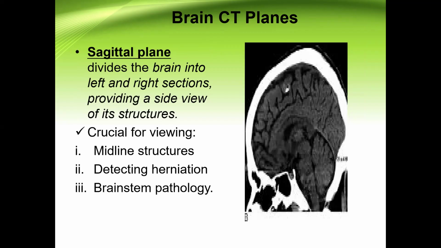And the sagittal plane divides the brain into right and left sections. This is usually used for viewing midline structures like your vas cerebral or your corpus callosum. It is also useful in detecting herniation like the uncal herniation we talked about, and also useful for brain stem pathologies. So you need to know the CT plane that you are viewing in your CT images.